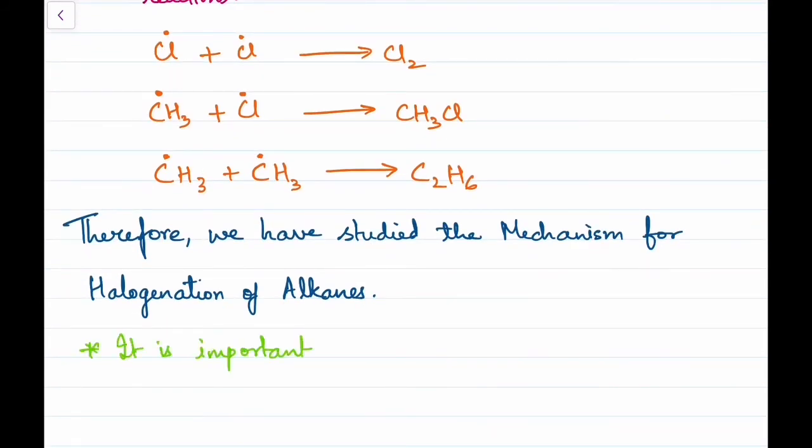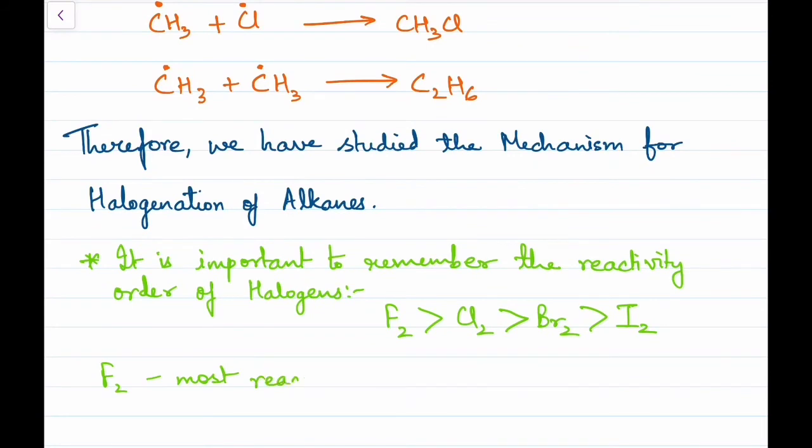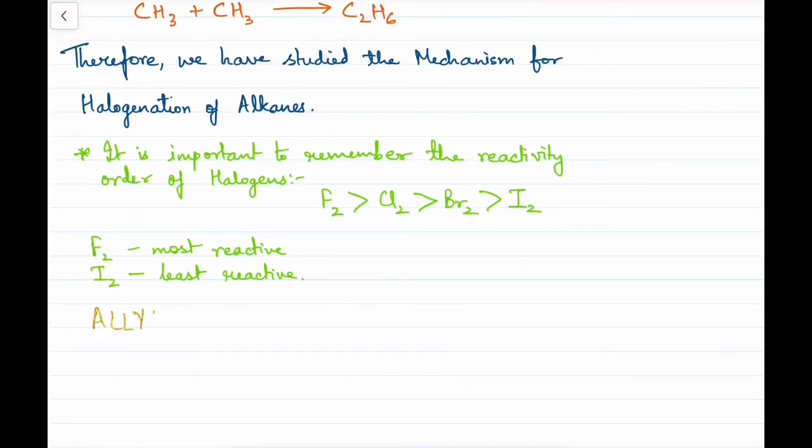Here it is important to remember the reactivity order of halogens, where fluorine F2 is the most reactive, followed by Cl2, then Br2, and then iodine, which is the least reactive. So another concept which comes under free radical substitution is allylic bromination.